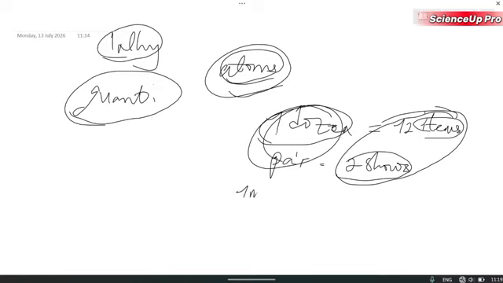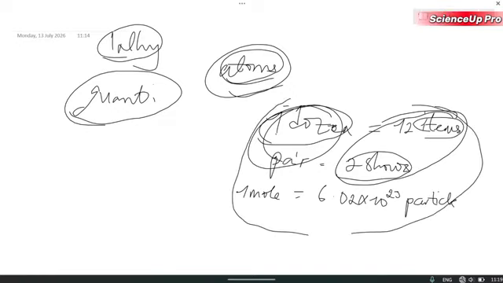1 mole of any substance contains how many particles? It contains 6.02 times 10 to the power 23 particles. You can relate to all this comparison. All scientists know that 1 mole of any substance generally contains this number of particles, and the particles we are talking about here could be atoms, molecules, or ions as well.